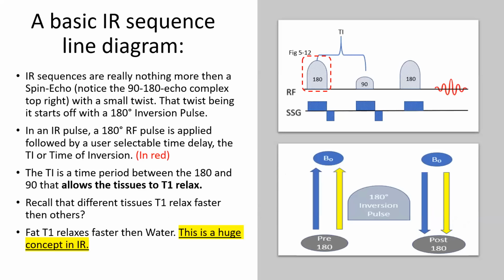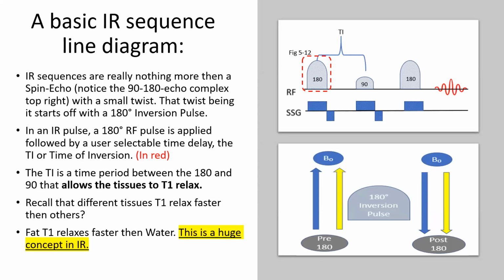Okay, so let's talk about a basic inversion recovery line diagram. It starts off with a 180 and then turns into a spin echo. So basically, if you see a 180, 90, 180, that is inversion recovery. You don't know whether it's STIR or FLAIR because they're not going to tell you what the TI is. But if you see 180, 90, 180, it's inversion recovery.